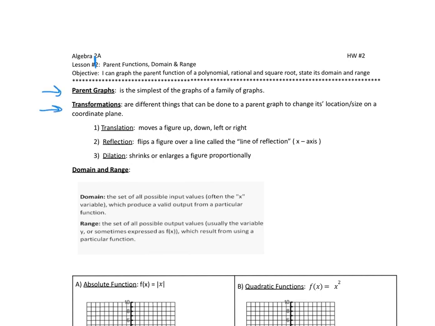The next lesson is going to be starting transformations, hence the whole unit is called transformations. A translation is when I move a figure, a parent function, left, right, up, or down. A reflection is when, instead of opening up, it will open down. It flips over the x-axis. Dilation, kind of like your eyes, we're going to shrink or enlarge, and it's going to be called a stretch or a compression.